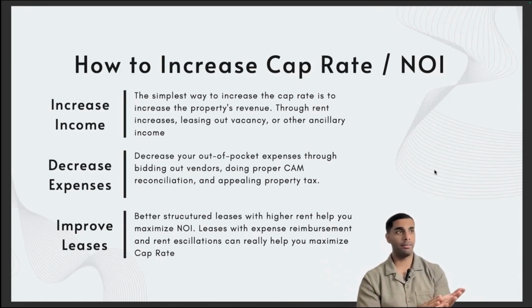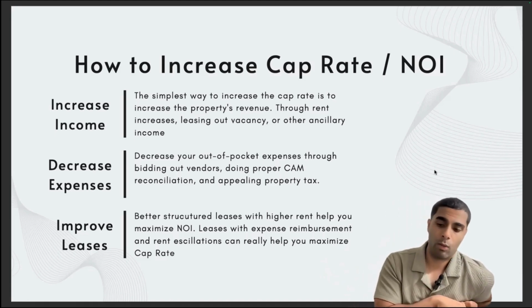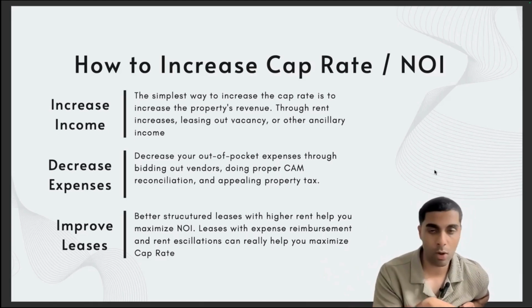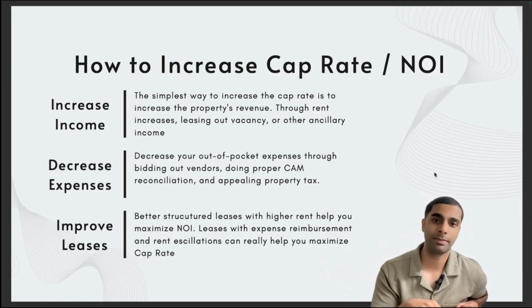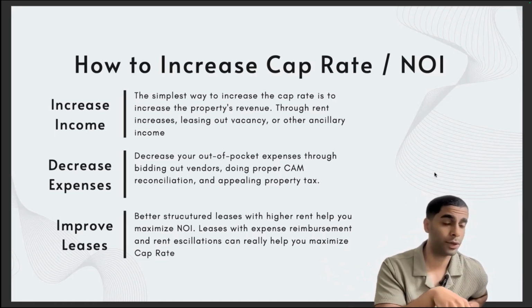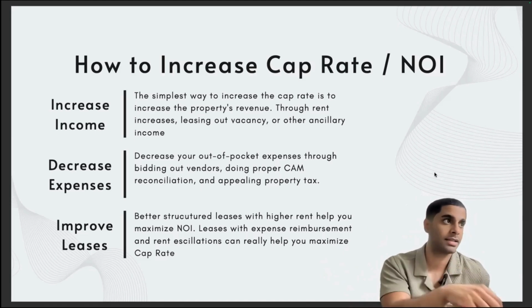You can increase income by increasing the rent on the tenants. So one of my favorite ways to buy property is buying property where the leases are way below market. And I know I'm not saying anything new here. This is literally value add investing 101. You buy something where the leases are really low, or they're gross leases, and you can increase the income by making them triple net and getting some of that reimbursed.